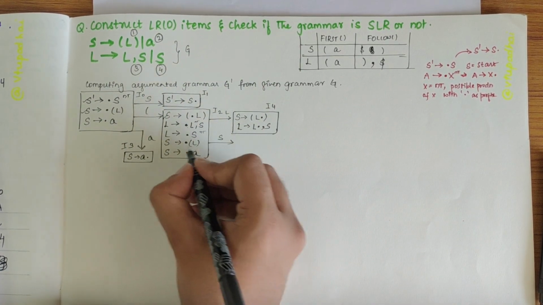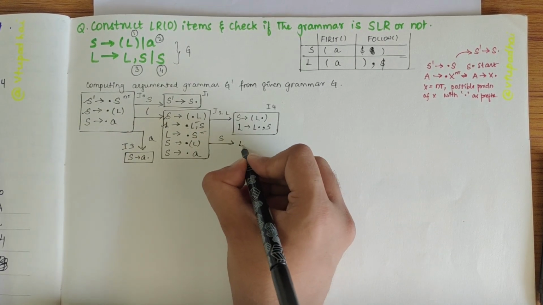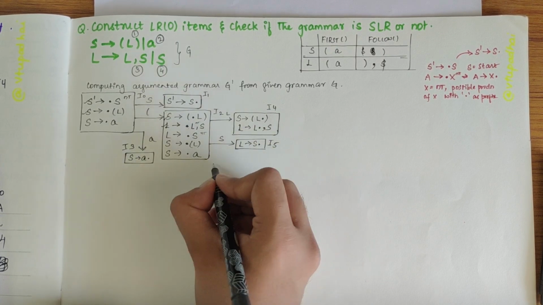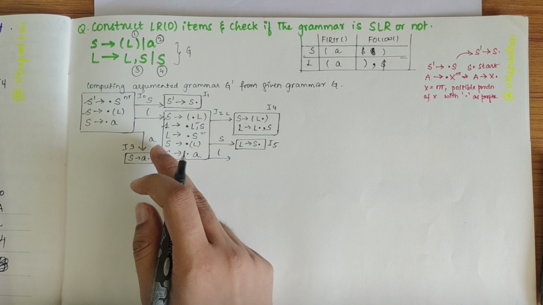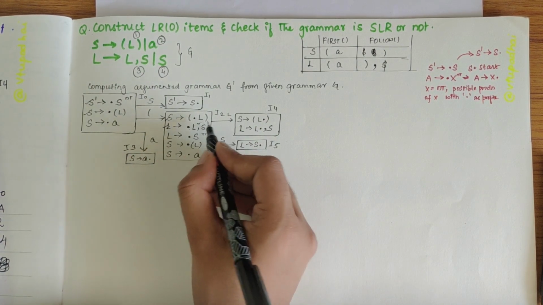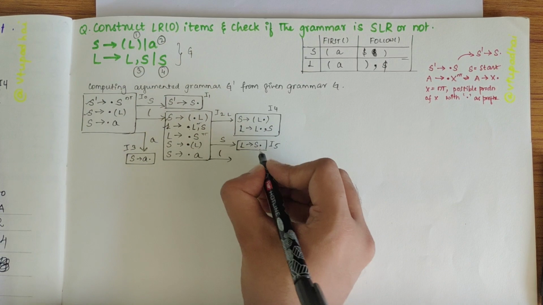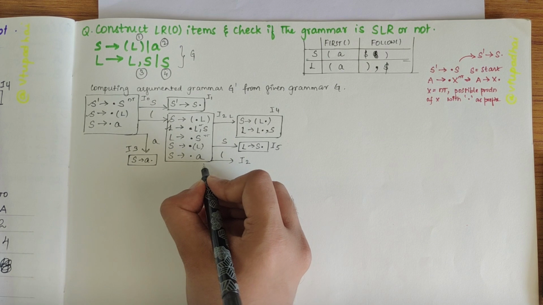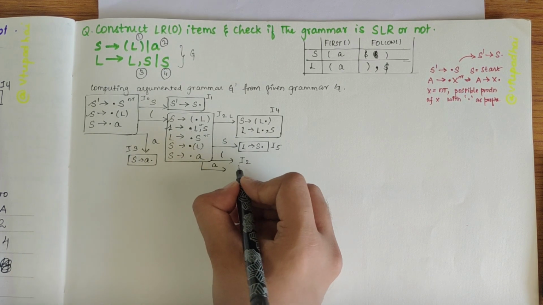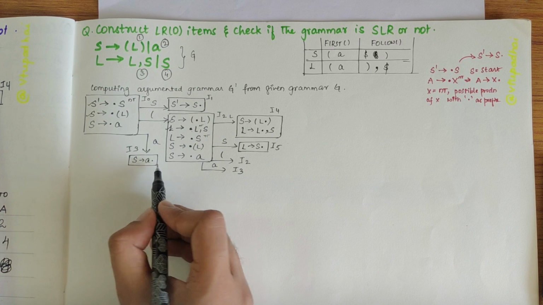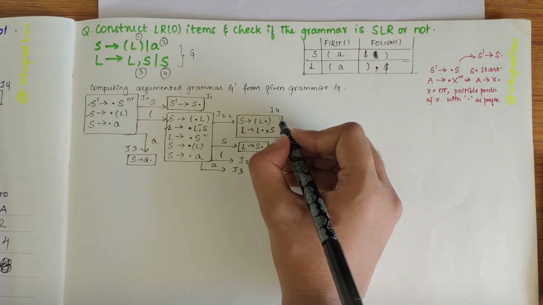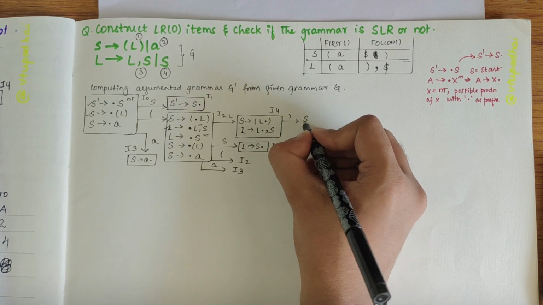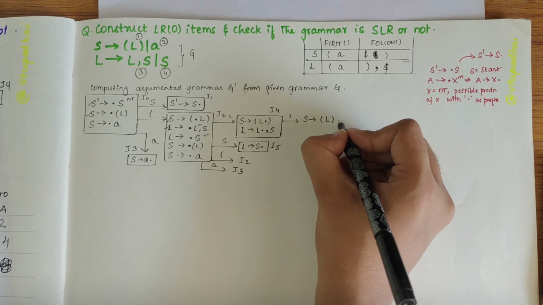Next, over S, these two are done. Over S I can write L derives S dot. I'll name this as I5. And over open bracket, I get open bracket dot L and close bracket, so the I2 items are repeated again. I'll write I2 here, and over A I would get item I3, that is S derives A dot. Moving on to the next, I4, I have a close bracket here. Over close bracket I can write S derives open bracket L close bracket and dot.